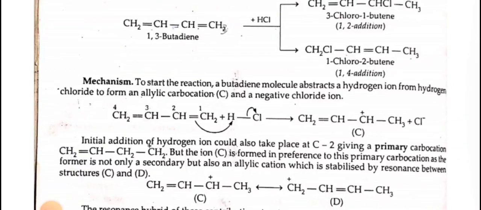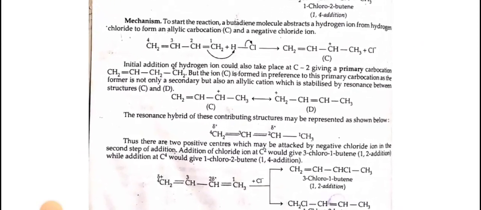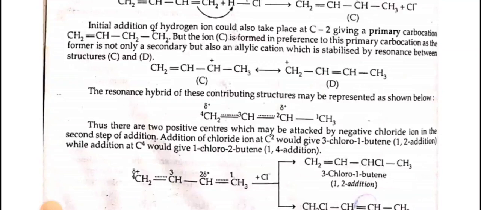Mechanism. To start the reaction, a butadiene molecule abstracts a hydrogen ion from hydrogen chloride to form an allylic carbocation and a negative chloride ion. Initial addition of hydrogen ion could also take place at C2, giving a primary carbocation CH2=CH-CH2-CH2+, but the ion is formed in preference to this primary carbocation, as the former is not only a secondary but also an allylic cation, which is stabilized by resonance between structures C and D. The resonance hybrid of these contributing structures may be represented as shown below.